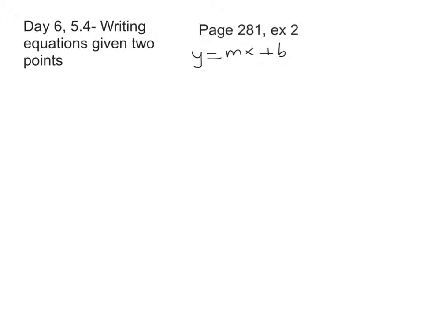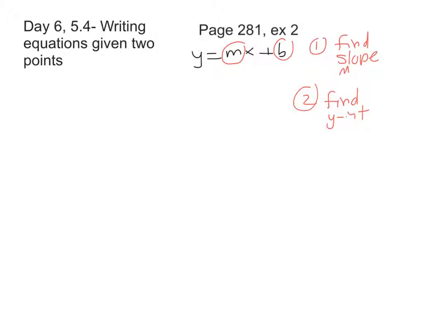And in these problems, we're going to have to find the slope first. So number 1 will be to find the slope, to find m, and then we'll be finding the y-intercept. So the second thing we'll be doing is finding the y-intercept, b.